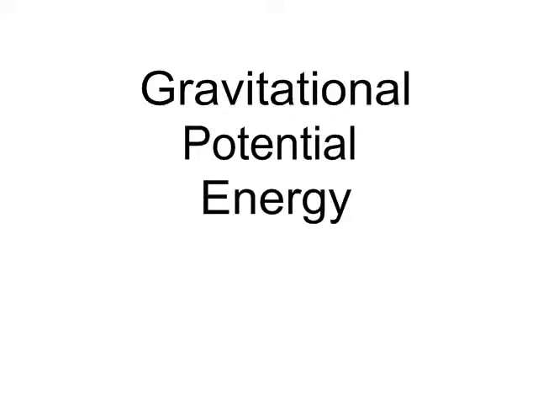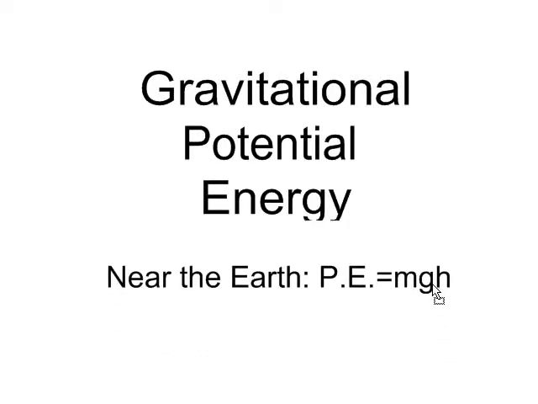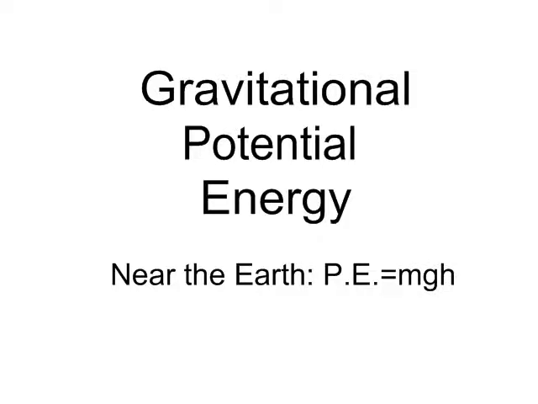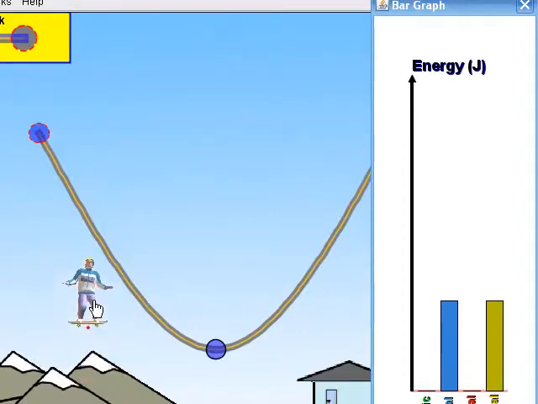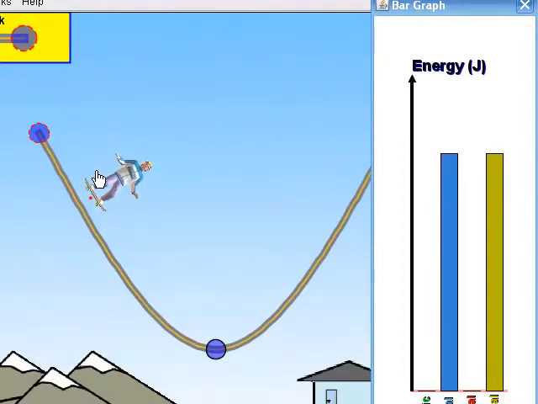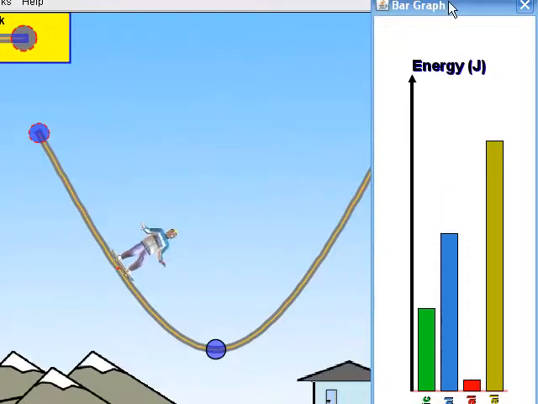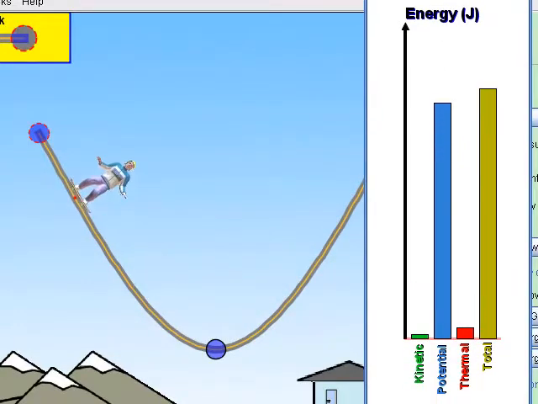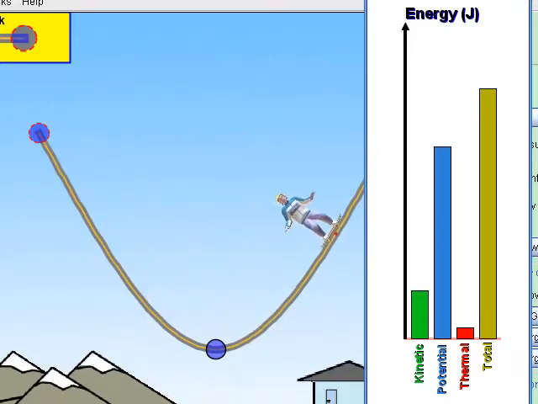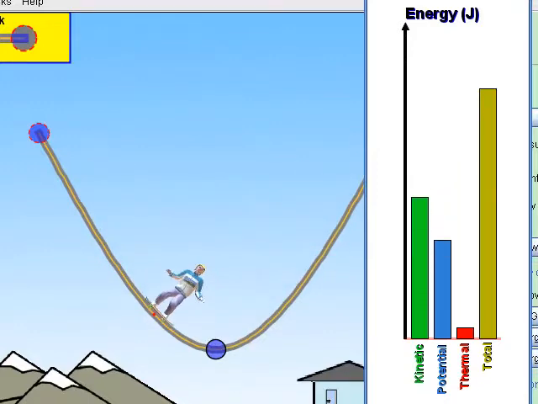And so we're going to be looking at gravitational potential energy as it relates to great distances. Now, near the Earth, gravitational potential energy was relatively easy to figure out. It was just m times g times h. And so if I were to look at my skater as I pick him up, his gravitational potential energy would increase, as you can see, and it would change into kinetic energy depending on his position.